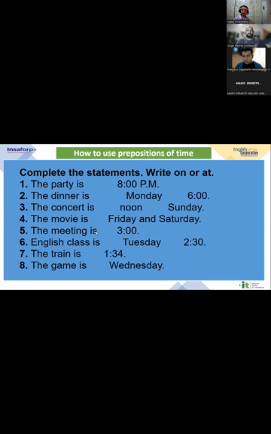A ver, the concert is at one. The party is at PM. La dos, dinner is Monday. The dinner is on Monday. La dos estás preguntando. No, estamos revisando, sí. La que tengo duda es la tres. En la tres, sí. Voy a revisar.